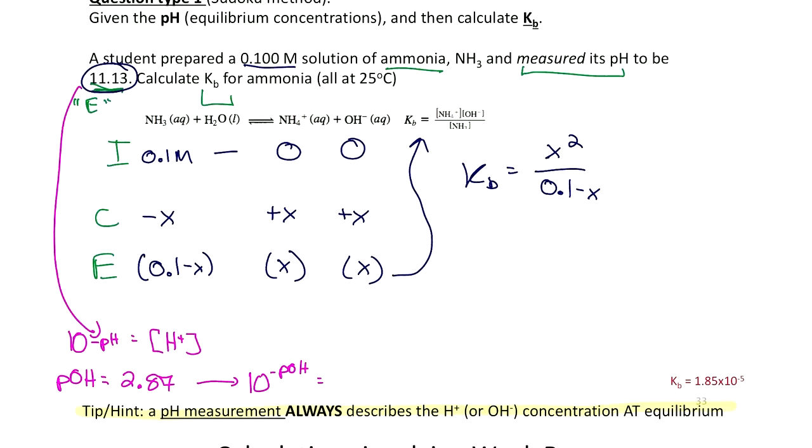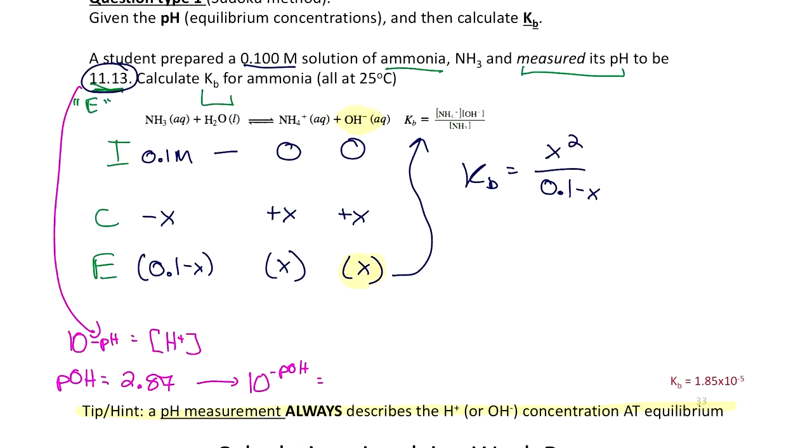I get the concentration of hydroxide. Is that equal to X? Yes, it is. So if you take 10 to the negative pH, that is not X in this question, because ammonia is a base. If you look at the ICE table, X is equal to the hydroxide concentration. I don't want to stick in an H plus concentration. So that's the only difference in this question.